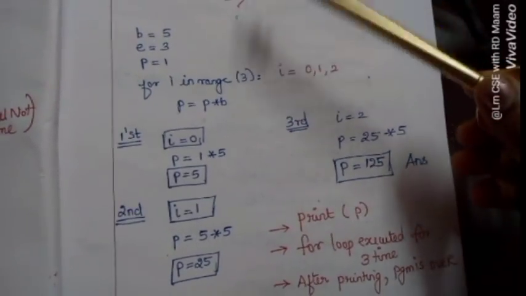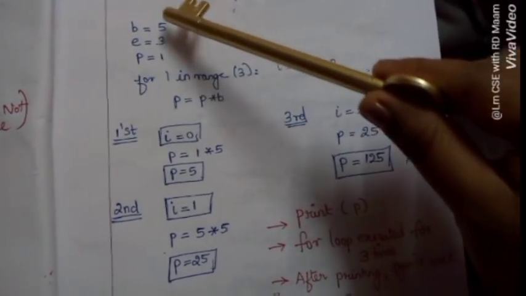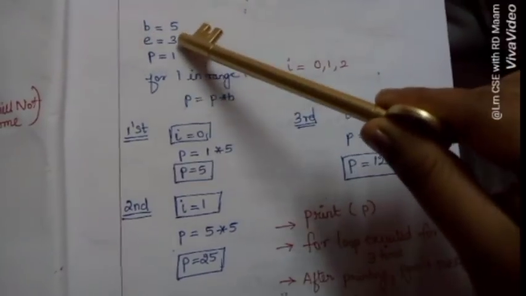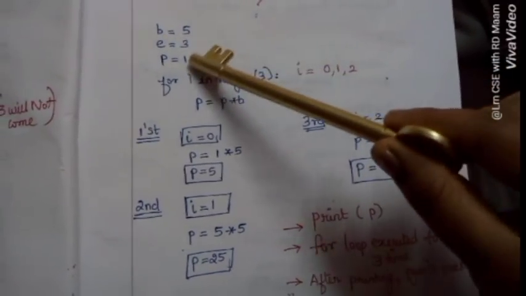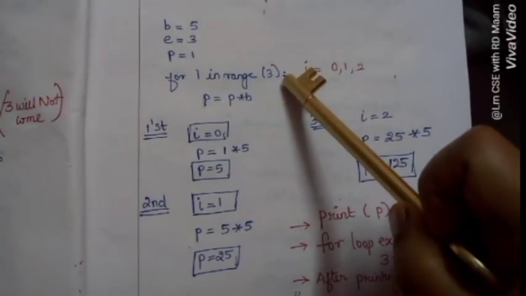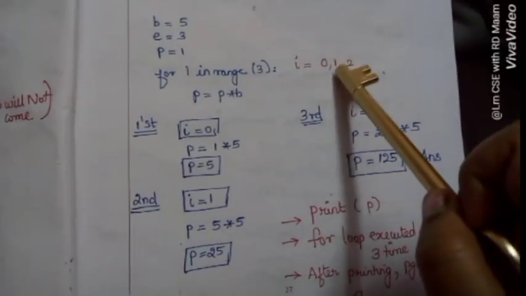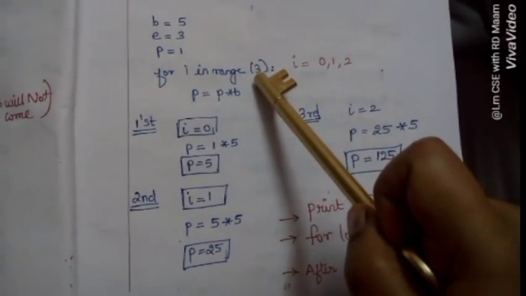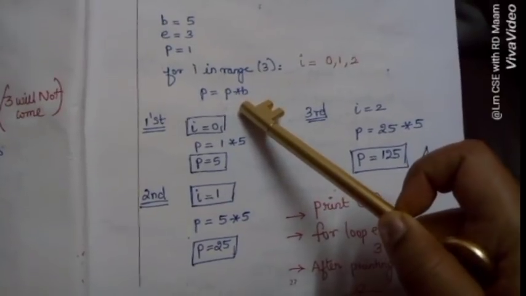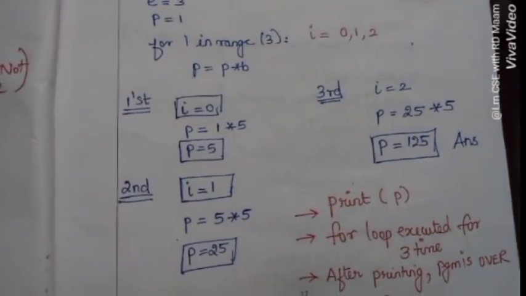Now we are going to see the program execution steps. So b is 5. These two values are got from the user. b is equal to 5, e is equal to 3, p is equal to 1 is initialized in the program. And I have a for loop, for i in range of 3. Now my i value will take the values 0, 1, 2 because 3 is my stop value. So I'm going to calculate the power for each iteration. p is equal to p star b.